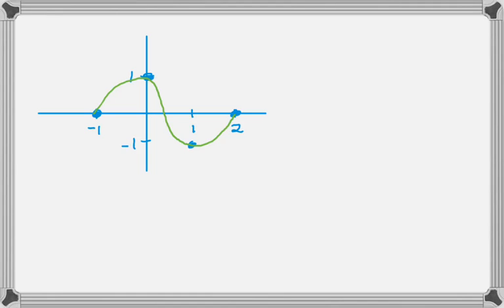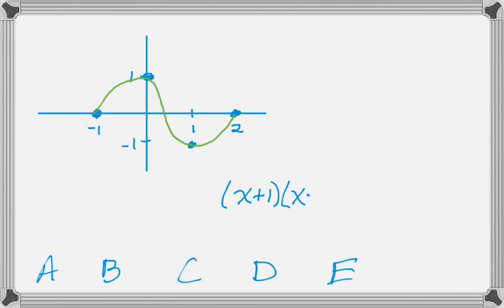So looking at it, I know that the polynomial at a minimum is going to have an x plus 1 and an x minus 2. So since it at a minimum has to have an x plus 1 and x minus 2, I'm going to go through and cross off any answer choice that doesn't have that. So A and D are out.